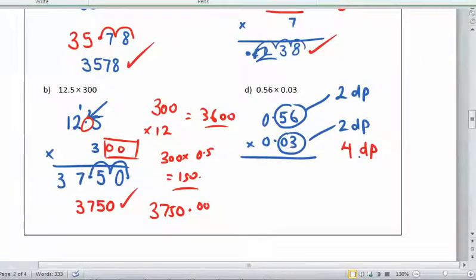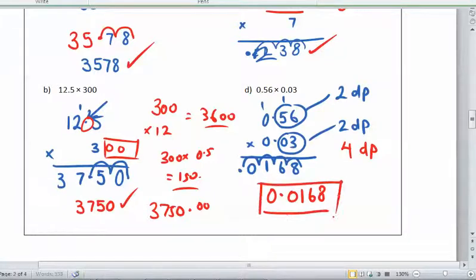Over here we have 4 decimal places. So 3 times 6 is 18. Carry the 1. 3 times 5 is 15, 16. Carry the 1. Now, we've got 4 decimal places, so we've got to go 1, 2, 3, 4. So the answer is 0.0168. Who got that? All right, so be careful. A lot of you need to work on multiplying 2 decimals. If you've got 2 decimal places times 2, it's 4. Answers this one.